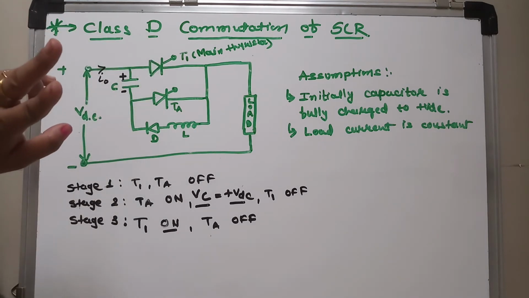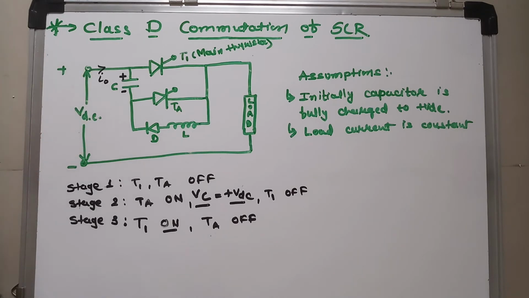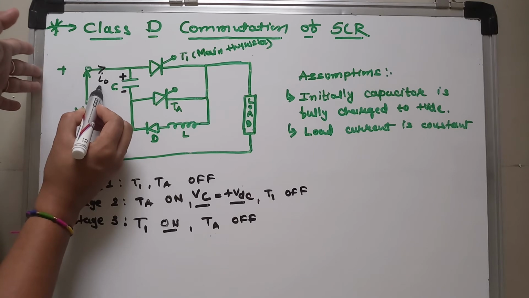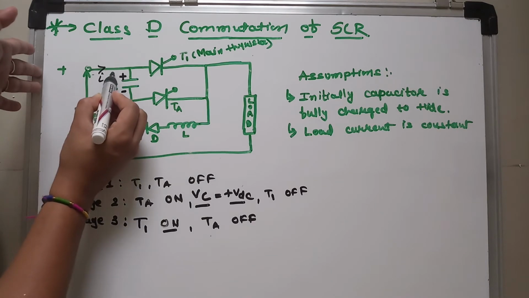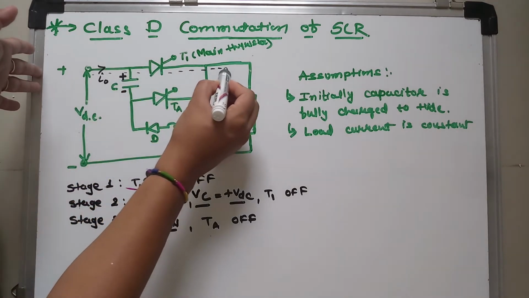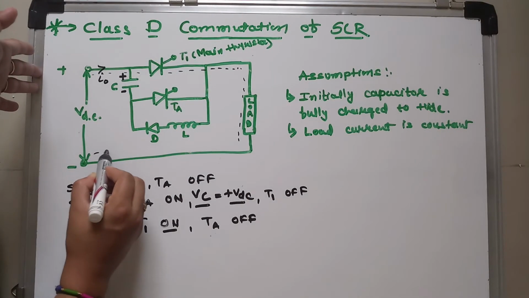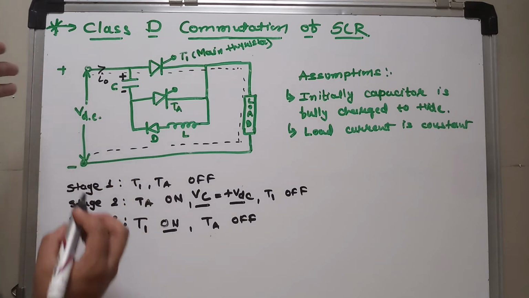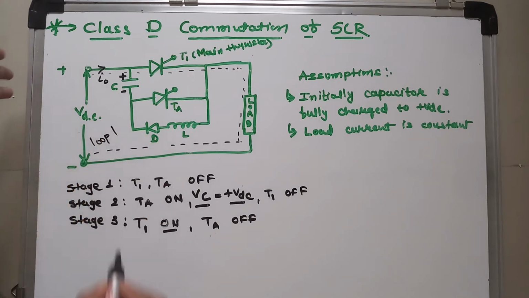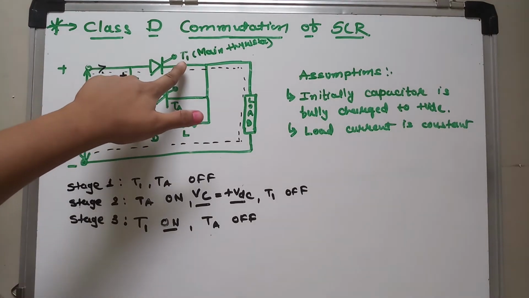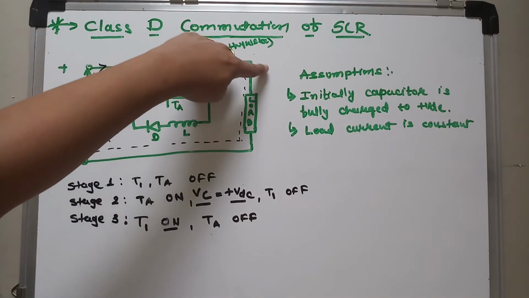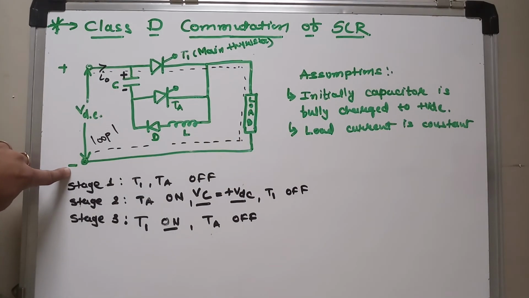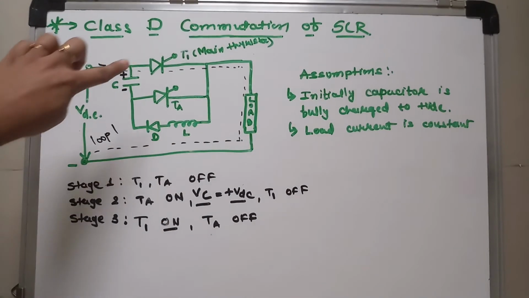So what will happen? When the main thyristor T1 is turned on by applying a gate pulse, there are two paths, two loops for the current flowing. In loop number 1, the load current flows from positive through thyristor T1, through the load, to the negative, which means the load current flows from the source to the load through thyristor T1.